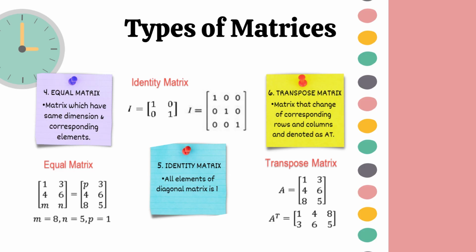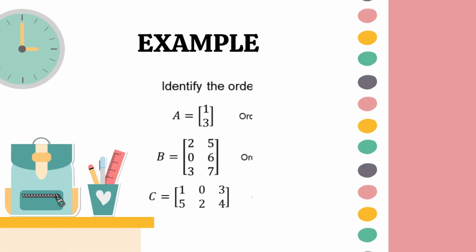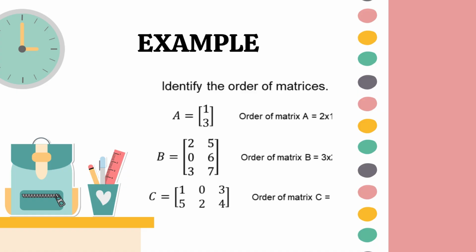An identity matrix is a special square matrix where all the diagonal elements are 1 and all the other elements are 0. A transpose matrix is formed by switching the rows and columns of a matrix. It is written as A with the superscript T. Let's go through some examples to better understand what we have learned in this lesson.